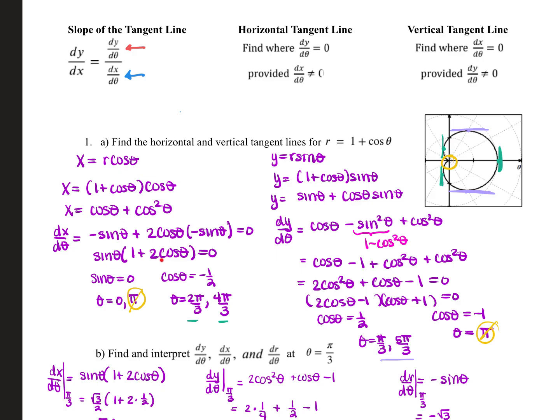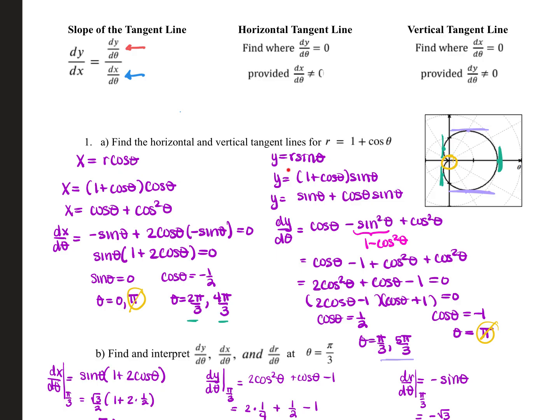So if these two things multiply to be equal to 0, either sine is equal to 0 or cosine theta is equal to negative 1/2. The places sine are 0 is 0 and pi, and cosine's negative 1/2 at 2 pi over 3 and 4 pi over 3. So those should be all things that have to do with a vertical tangent line.